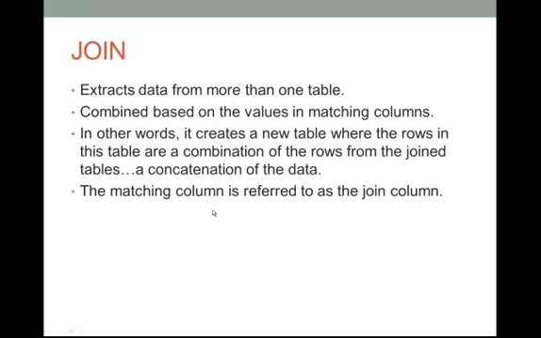The next command they discuss in relational algebra is the join command on chapter 2. Or excuse me, on page 60. The join command allows me to extract data from more than one table. It combines the data based on values in the matching columns. In other words, it creates a new table where the rows in this table are a combination of the rows from the join tables, a concatenation of the data. The matching column is referred to as the join column. And we've talked about this some when we've talked about relationships, that you have to have the primary key go to the foreign key. You have to be able to create the relationships, and that's what join is doing here, though in relational algebra it's referred to as the join column.